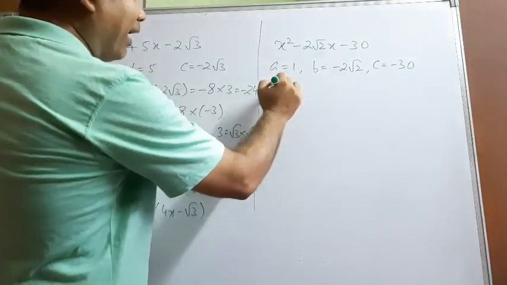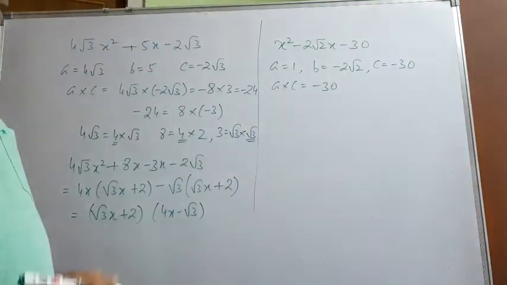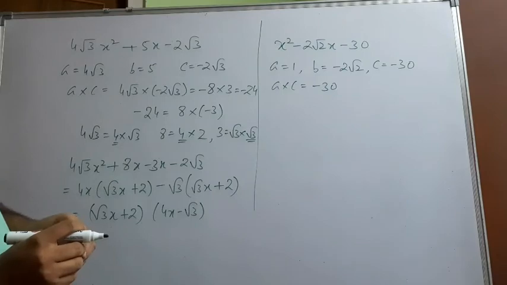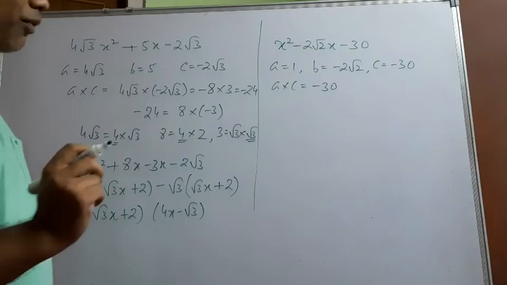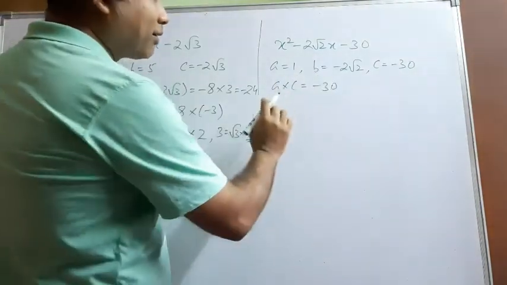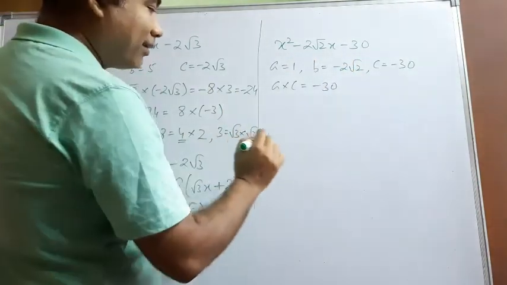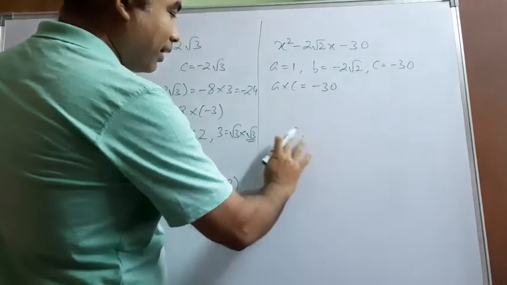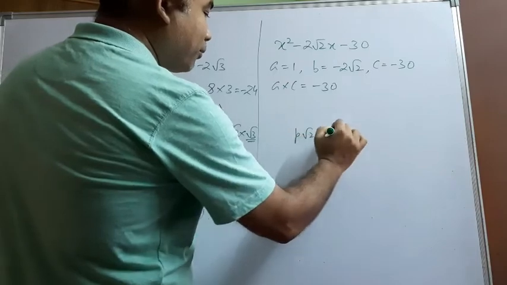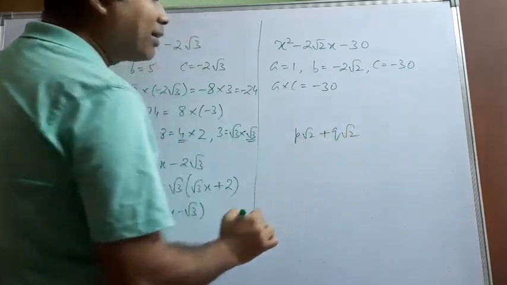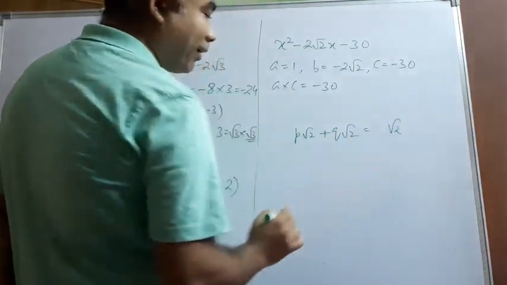Here you see A and C, they are rational numbers, their product is minus 30, very easy. Now you have to find out two factors of minus 30 whose sum is minus 2 root over 2. One thing you know: when we add these two numbers, the answer is 2 root over 2, so the numbers should be like that. Say P into root over 2, Q into root over 2. You can add these two numbers, and whatever the answer comes, in that answer also the root over 2 will be there.